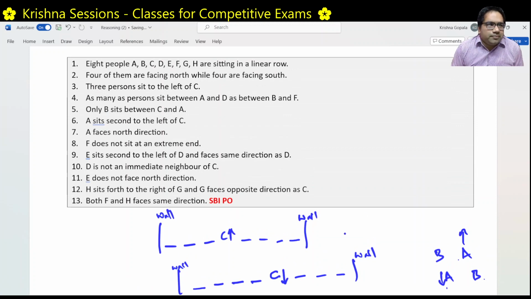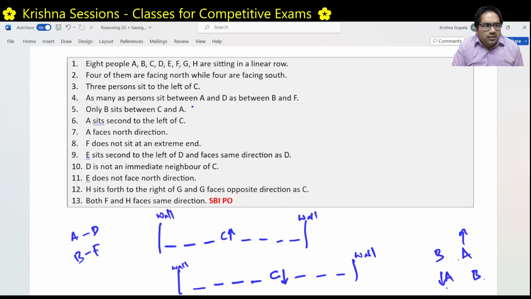Right. Let's continue. Next, as many persons sit between A and D as between B and F. We don't know where A is, where B is, where D is, where F is. So we can't use this here. Only B sits between C and A, and A sits second to the left of C, and A faces north direction.